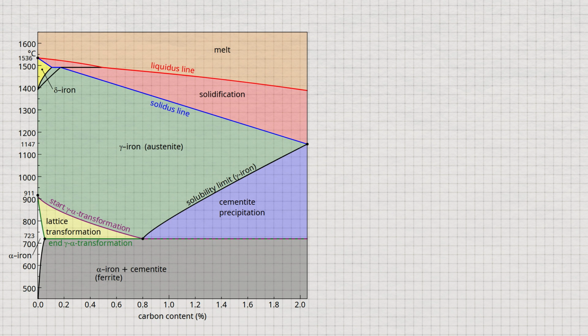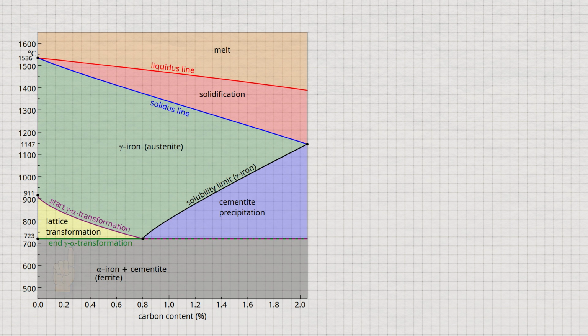To do this, the delta phase mentioned in the previous video is first neglected in the phase diagram. Furthermore, for the sake of simplicity, we assume that the carbon is completely insoluble in the alpha iron. In this case, the alpha phase region at the bottom left of the diagram is neglected. The end of the gamma-alpha lattice transformation then always occurs at 723 degrees Celsius, regardless of the carbon concentration.